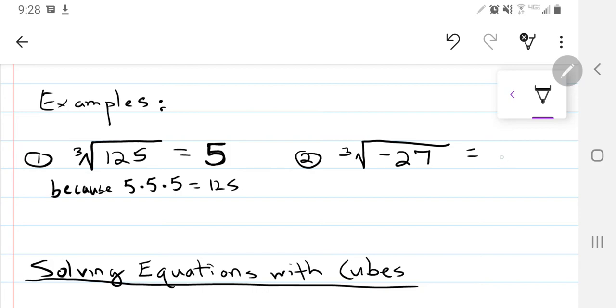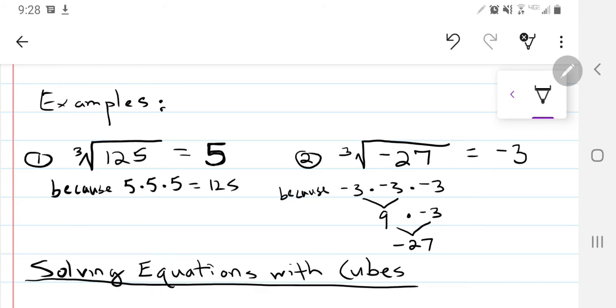And what would the cube root of negative 27 be? I hope you said negative 3. Why? Because negative 3 times negative 3 times negative 3. Let's see, that gives me positive 9. And if I bring down this other negative 3 and do a positive times a negative, I get a negative 27. Woohoo! Why? Because negative 3 times negative 3 times negative 3 equals negative 27.